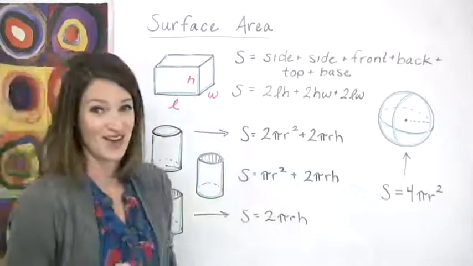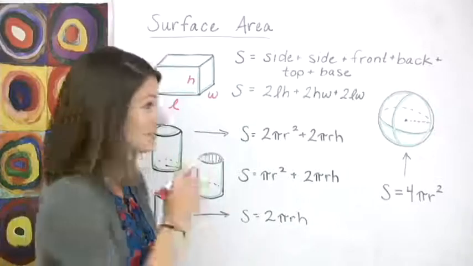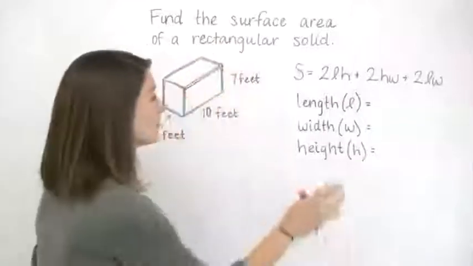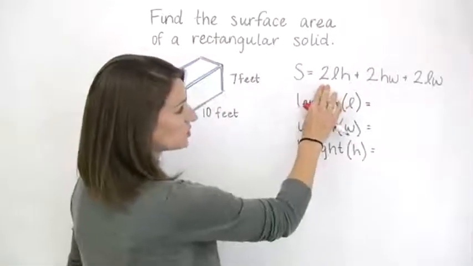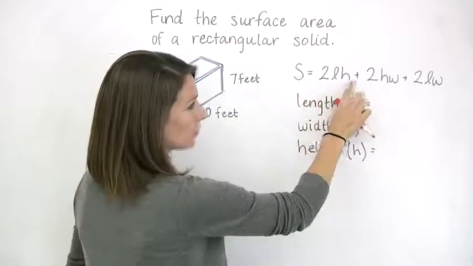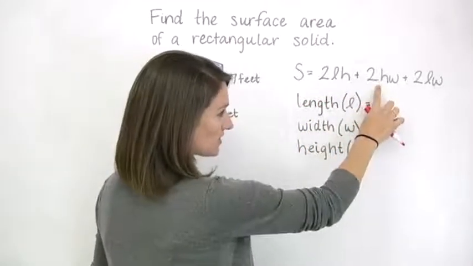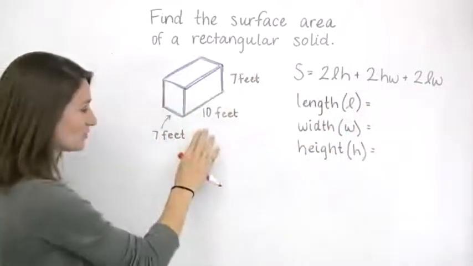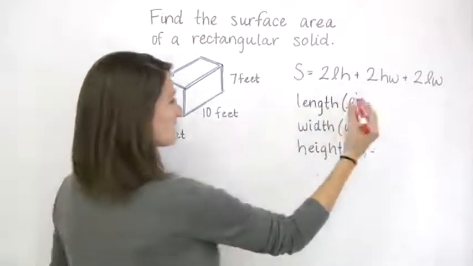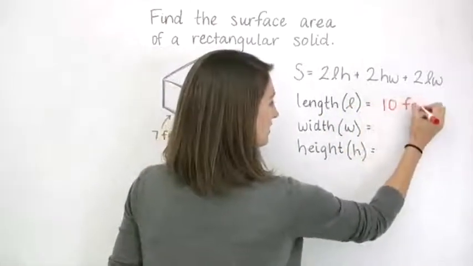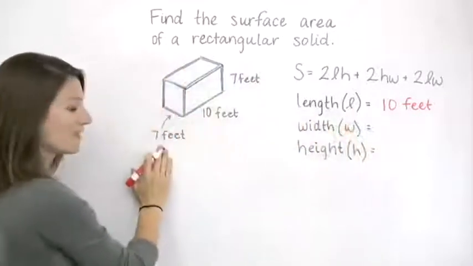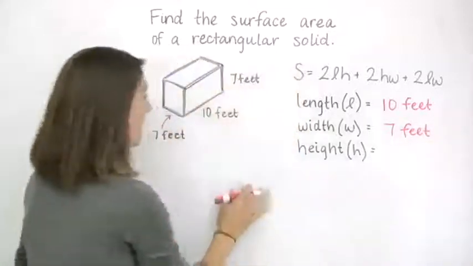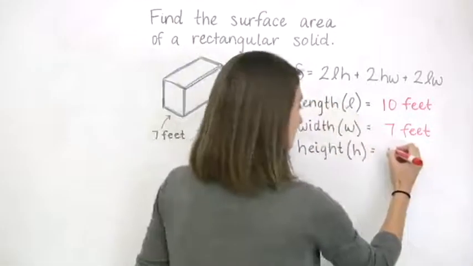So let's work through some examples and see how we can put these formulas to the test. When finding the surface area of a rectangular solid, we use the formula: the surface area is equal to 2 times the length times the height, plus 2 times the height times the width, plus 2 times the length times the width. We have these measurements for this solid, where our length is equal to 10 feet, our width is equal to 7 feet, and our height is equal to 7 feet as well.